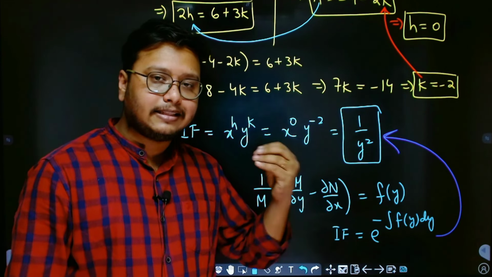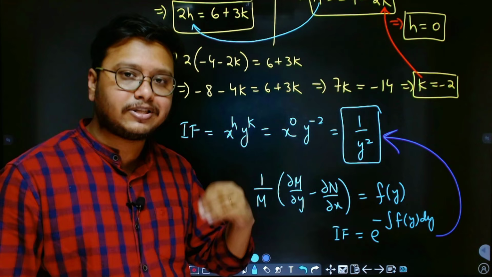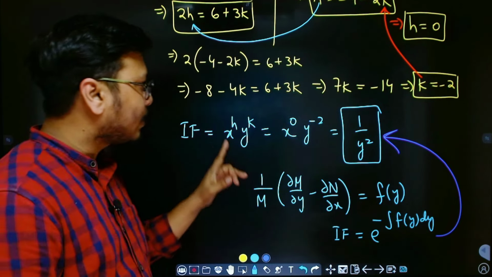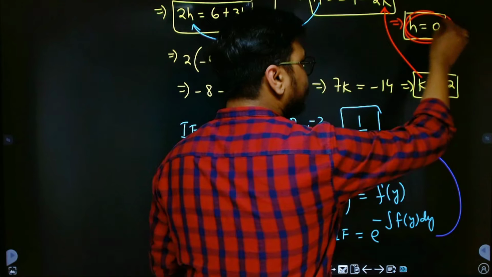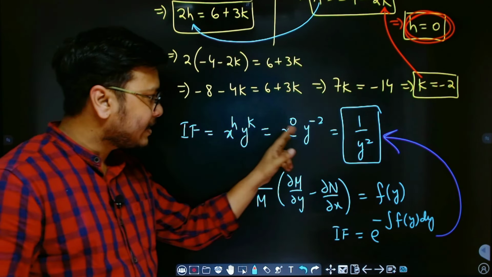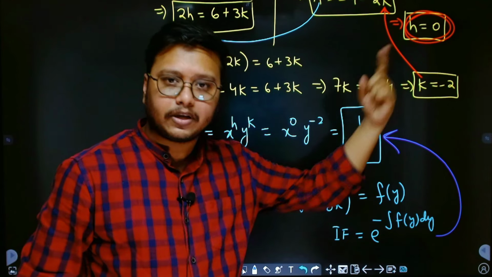Well, my friend, the thing is, this was an easy sum, okay? The first sum, I have selected an easy one. That's why your h turned out to be 0. So the integrating factor just became a factor of one variable. So it went back to rule number 2, right?